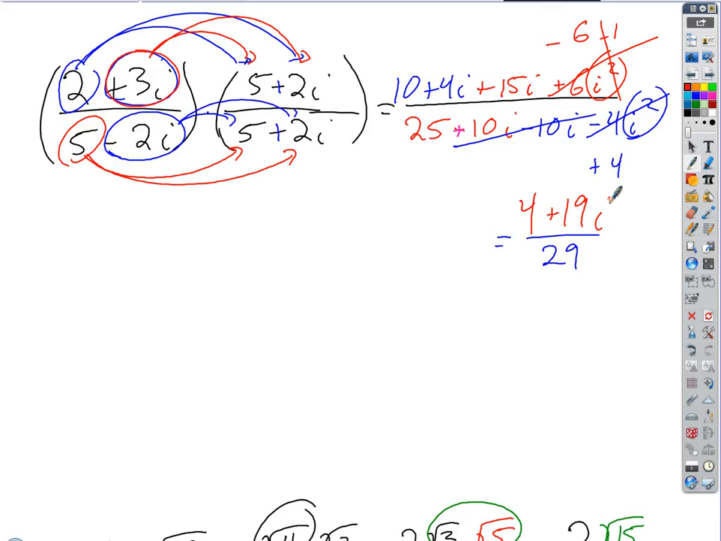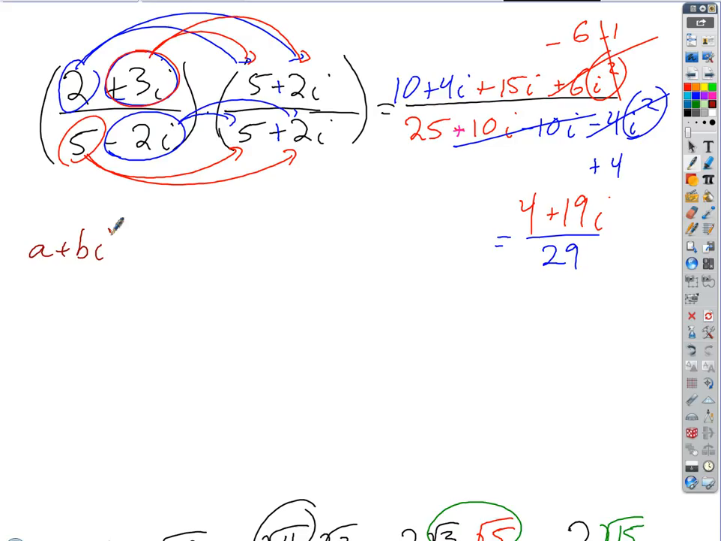Almost. It is the right answer, but on Moodle, I'm going to ask you to write these in standard form, which is what we always want to do. We want to write our answer in the form a plus bi. So how could I do that with that answer? How could I break it into a real part and an imaginary part?